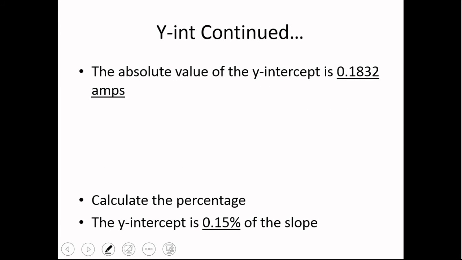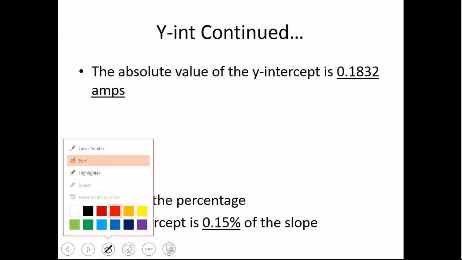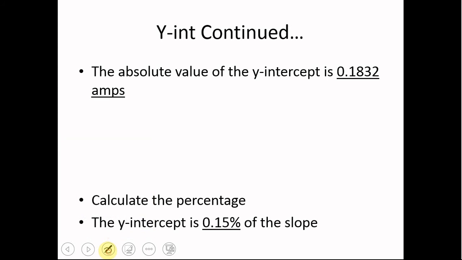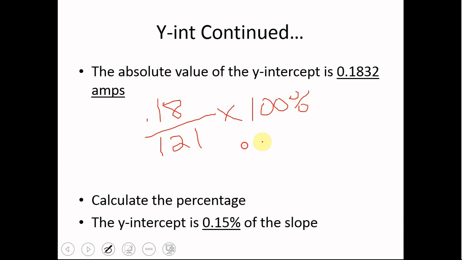Okay, so let's first of all do the math of it and see if it's even a candidate. Again, if you're really good at math, you can already see that it is. So the absolute value of y-intercept is 0.18. You take that number divided by 121, which is our slope, times your 100 to make it a percentage, you end up with about 0.15%. So 0.15% of anything is really small. So it definitely is mathematical justification to get rid of it.